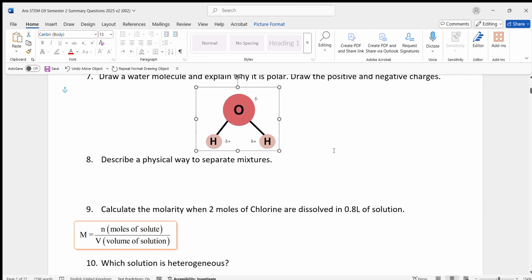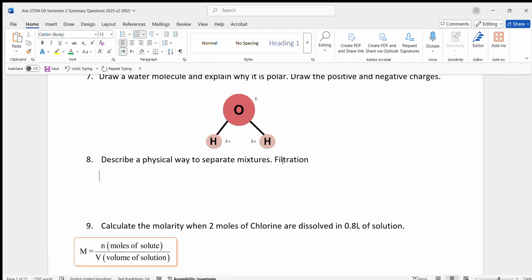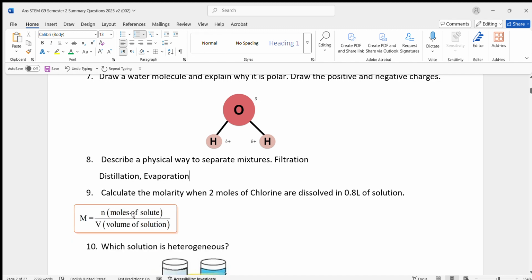Now next go to the question here. They're asking to describe a physical way to separate mixtures. I would say there are so many. Let's say filtration is one of them, which can separate solid and solvent easily. There are other methods also, which are distillation and evaporation, and probably magnetism and decanting. These are methods also used to separate mixtures.